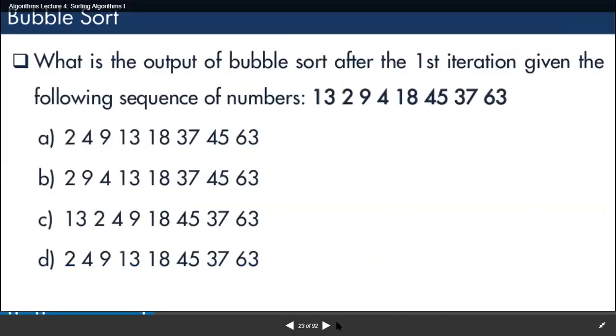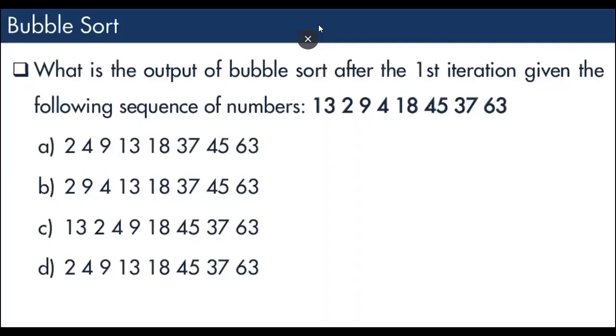Now, as you can see, if I give you this sequence of numbers: 12, 13, 2, 9, 4, 18, 45, 37, 63, and I ask you what is the output of this bubble sort after the first iteration given the following sequence of numbers. Now let me give a pause. So how to solve this one?